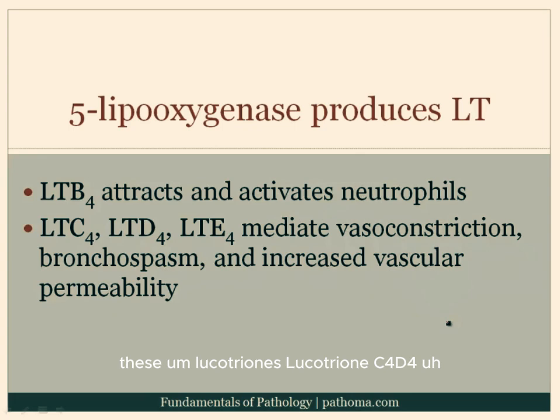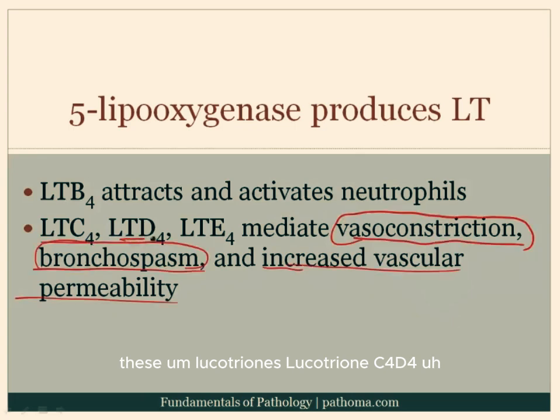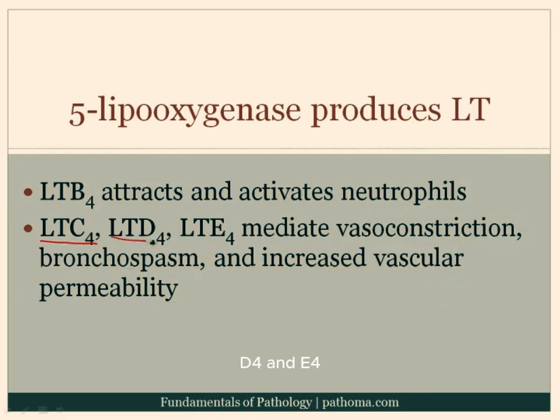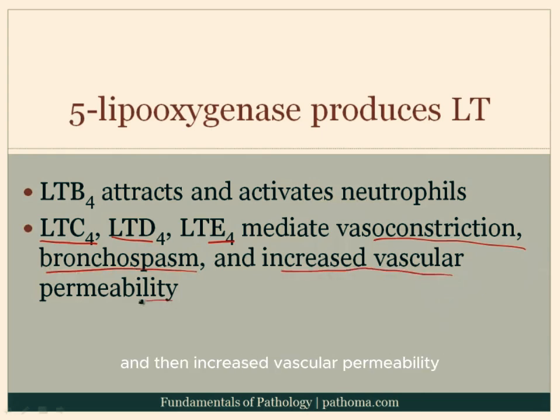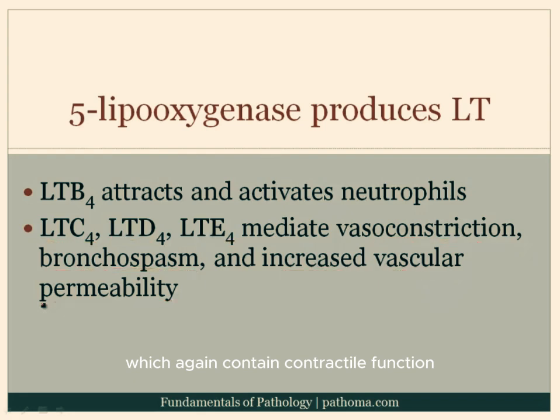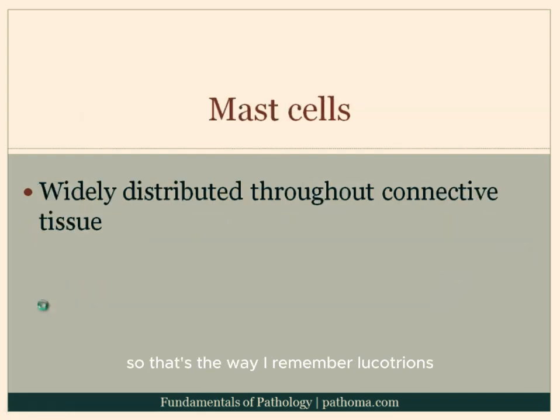So again, when we think about leukotriene C4, D4, and E4, they're going to mediate vasoconstriction by causing constriction of the smooth muscle of the arteriole. They're going to mediate bronchospasm by causing constriction of the smooth muscle wall of the bronchus, and then increased vascular permeability by causing contraction of the pericytes, which again contain contractile function. So that's the way I remember leukotrienes.